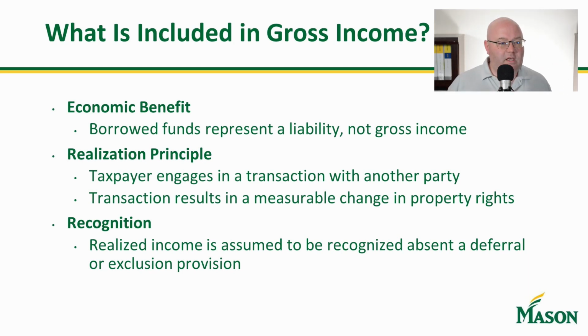So, getting to the realization principle: the taxpayer engaged in a transaction with another party. For example, I have a keyboard here, and I want to sell it to another person. Say I paid $20 for this keyboard and I sell it to a buddy of mine for $25. I've engaged in an economic benefit transaction with a third party. Therefore, I have income that needs to be realized as a result of that.